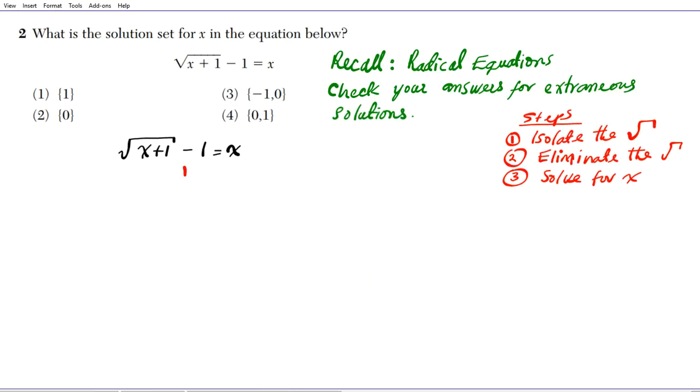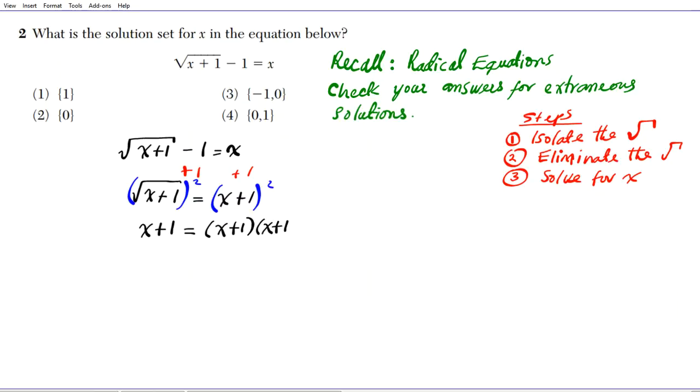Okay, let's go ahead and execute these steps. We start by adding 1 to both sides, and that gives us the square root of x plus 1 equals x plus 1. So that's the isolation step. Next step is to eliminate the square root by using the inverse of the square root, which is square. So you square both sides. On the left side, we have the composition of two inverse functions, so they take each other out, and we're left with x plus 1. And then on the right side, we have this quantity squared, so it's x plus 1 times x plus 1.